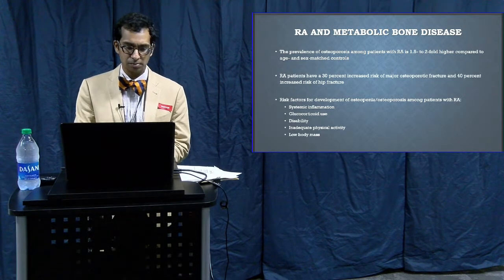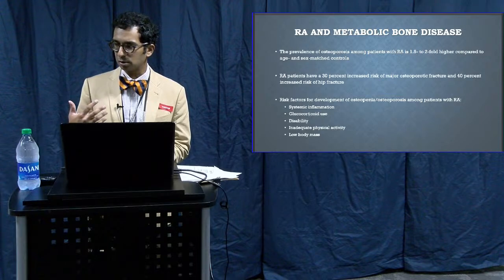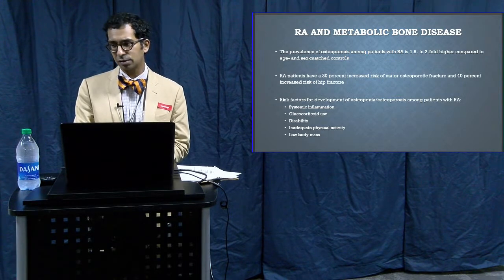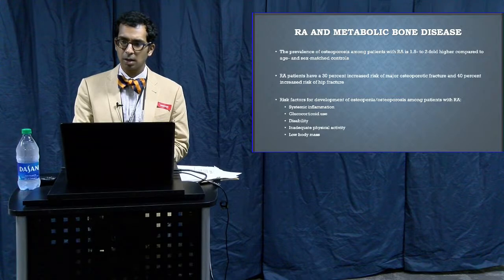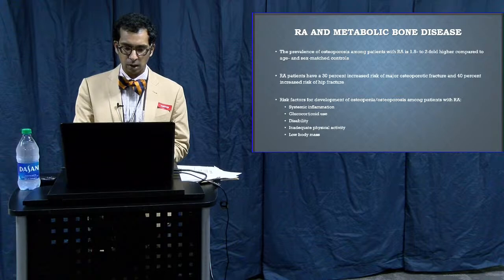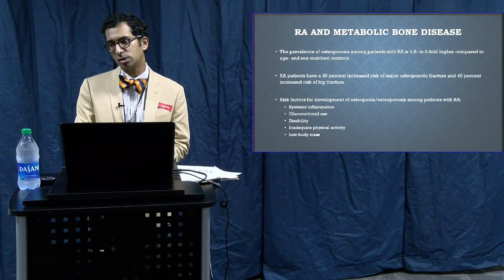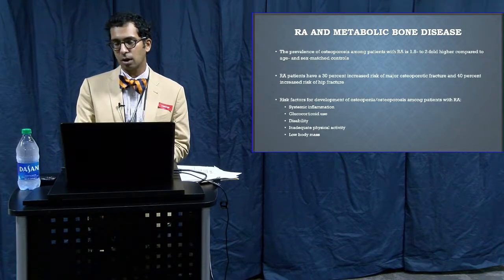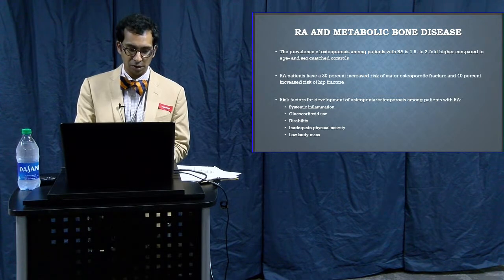So systemic inflammation, so patients with uncontrolled disease activity, we think can cause production of certain cytokines that can lead to increased bone resorption and put people at risk for fractures. Glucocorticoid use, again, that's one reason out of many to be judicious in using corticosteroids for managing rheumatoid arthritis, because we know that bone loss is increased in patients with chronic doses of glucocorticoids. Disability, which leads to reduced physical activity, less weight-bearing exercise, can also put people at risk for development of metabolic bone disease, and low body mass is another item here.